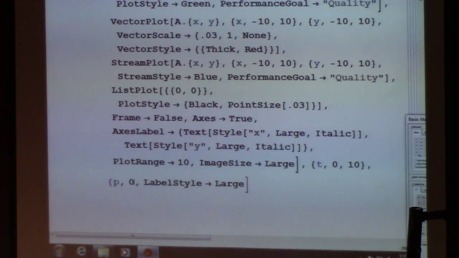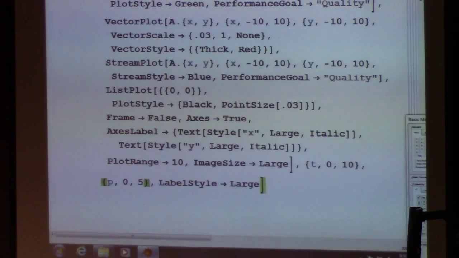Start P at 0, so no damping at first, and let P go up to bigger than the square root of 10, which is a little bit bigger than 3. So square root of 20, was that what it was? Yep. Which is between 4 and 5. So go up to 5. If we go up to 5, we should see the bifurcation happen.